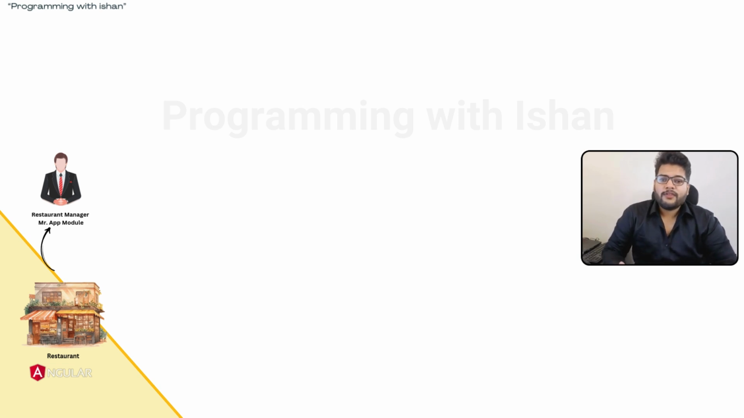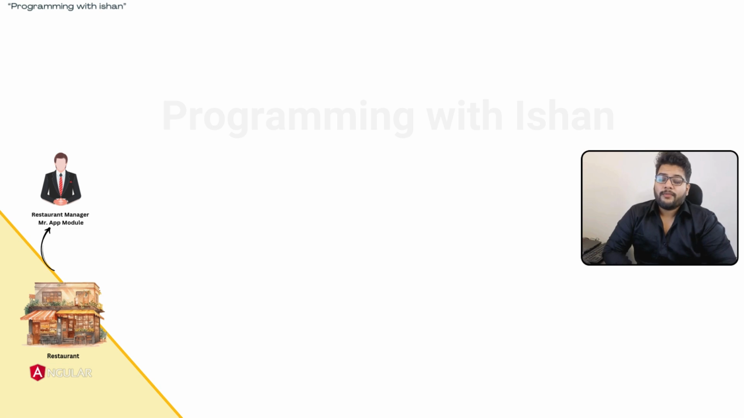Now, Mr. App Module is responsible for managing and coordinating everything going on in the restaurant, from overseeing all the departments of that restaurant to ensuring that the rules, services, and conditions that are required for the proper functioning of the restaurant are in place.